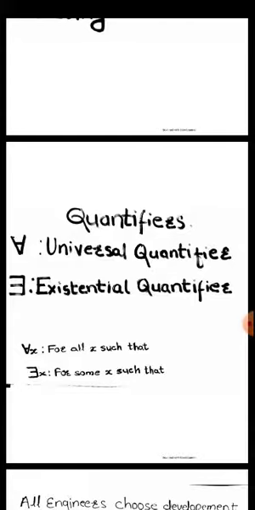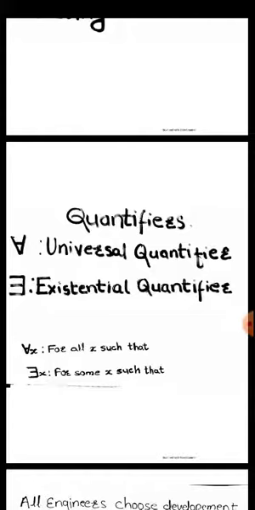The universal quantifier of x represents "for all x such that," and the existential quantifier of x represents "for some x such that." These are the two quantifiers used to express the two words, all and some. The universal quantifier is used to represent "for all," and the inverted E, or existential quantifier, is used to represent "for some."